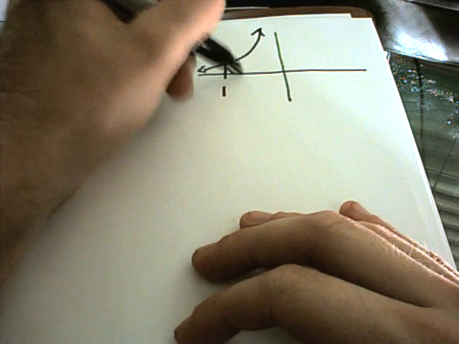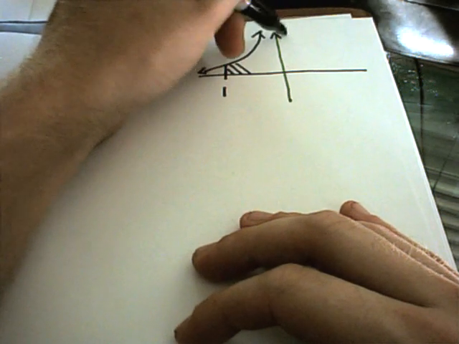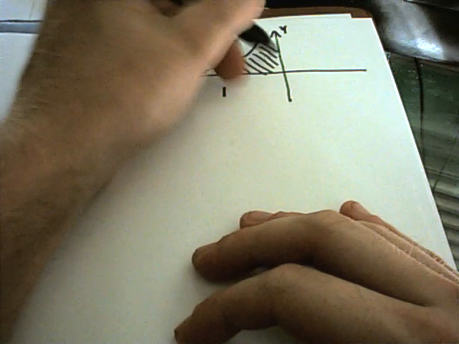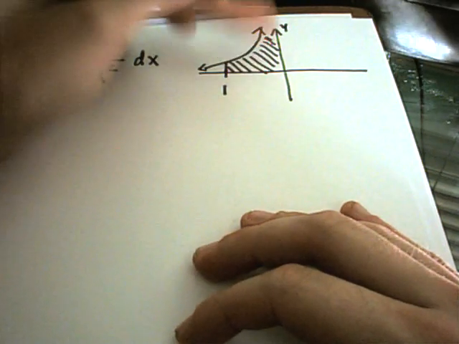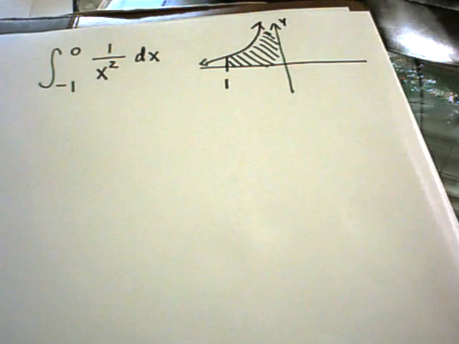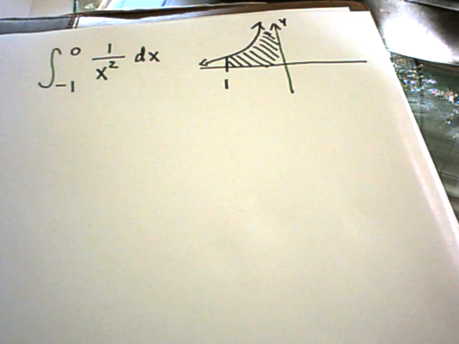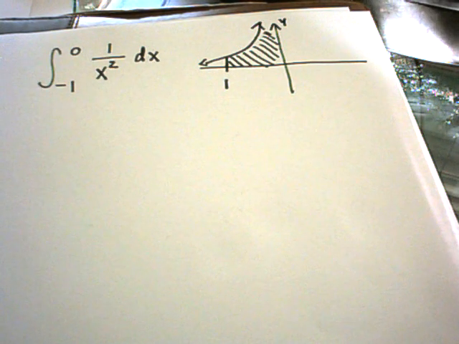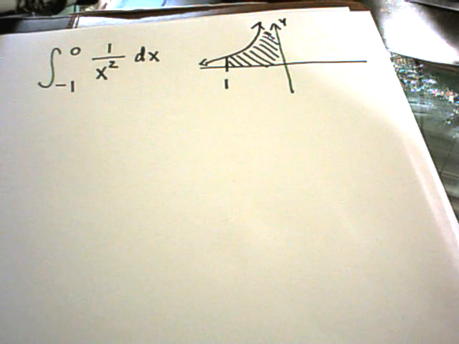So we're trying to calculate the area to the left of the y-axis. And again, you can see it's spiking off to infinity here. The idea is pretty much the same as in the other examples. What we're going to do is we're still going to turn it into a limit problem.